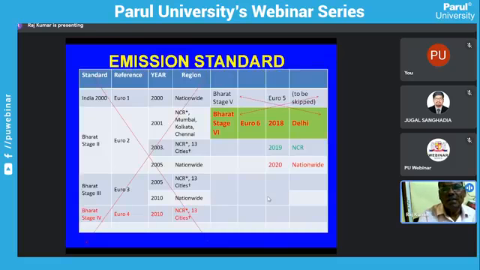Now coming to the emission standards. We are running at the stage of BS6. That BS6 stage started in 2019. Of course, we were more efficient in implementing this BS6 standard at the national level at the correct time. We have implemented it before time, even before 2020.